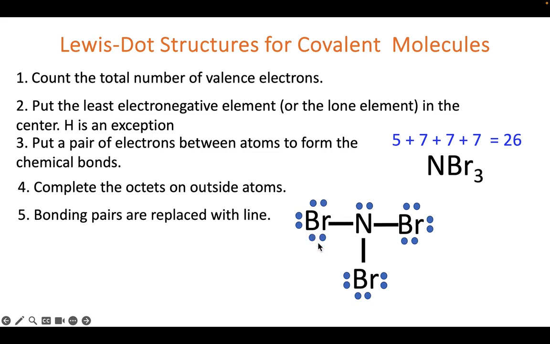So each bromine has 3 non-bonded pairs around it and 2 bonded electrons. So around each bromine is 8 valence electrons, if you check them. And if you look at the nitrogen, it has 3 bonded pairs plus a lone pair of non-bonded electrons for a total of 8. So every atom has its octet full, and we've used all 26 valence electrons. So this is the Lewis dot structure for nitrogen tribromide.